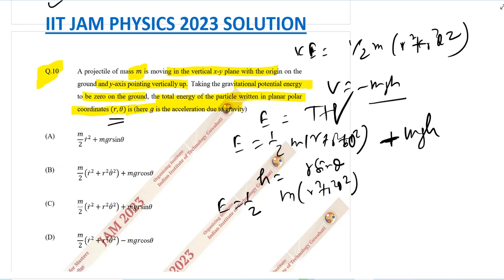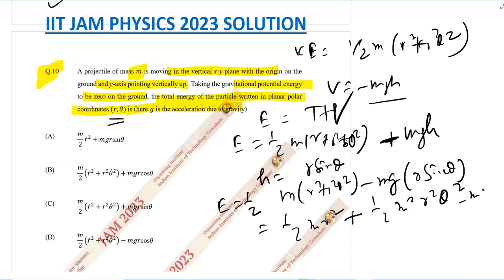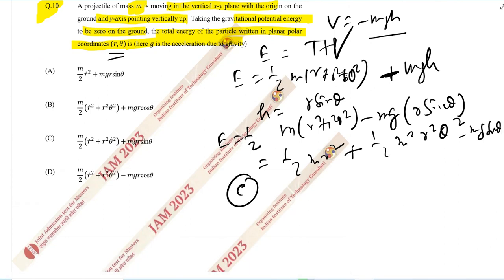theta square minus mg r sine theta. ठीक है. So simplifying further we get half m r square plus m r square theta square minus mg r sine theta. So comparing these expressions will give an answer with respect to C directly, which is this.